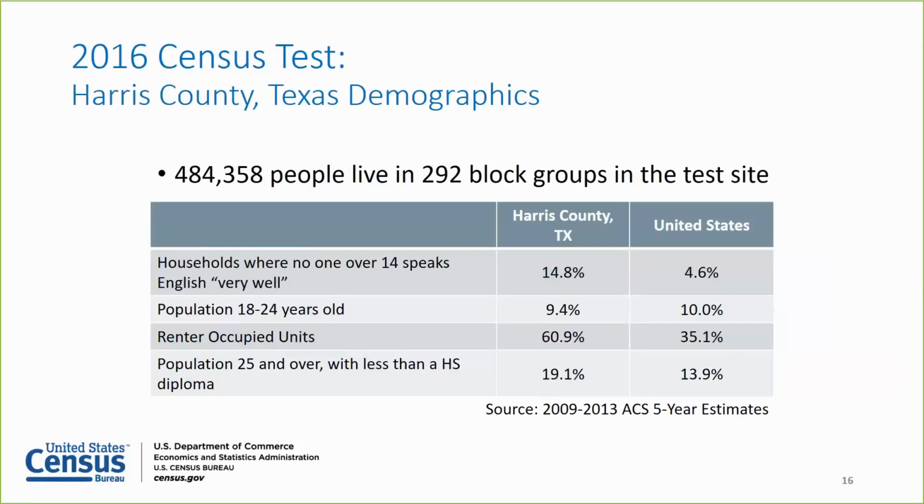The population 18 to 24 is not very interesting, it's about the same as the national. Renter occupied is almost twice the national average, suggesting that this population is more mobile and may move more frequently. And also the population with lower education is a little higher than the national.